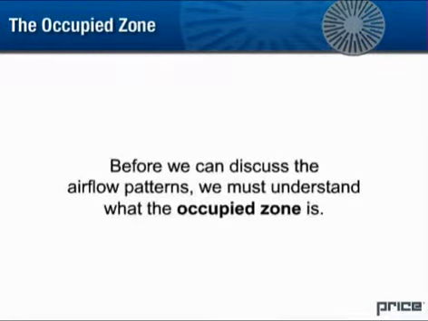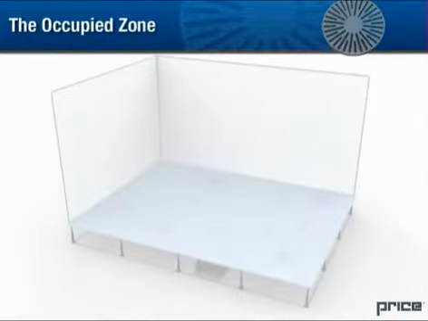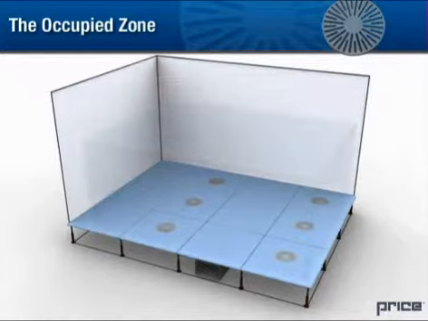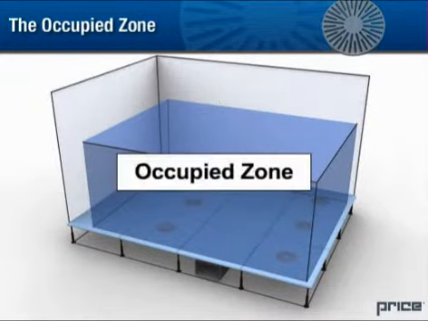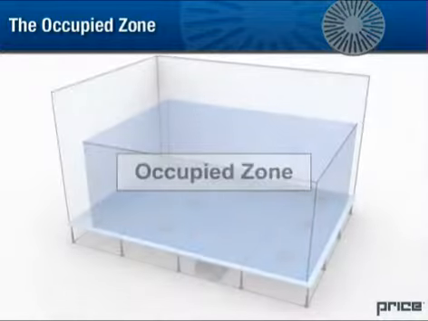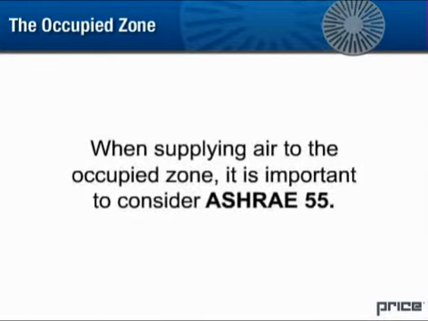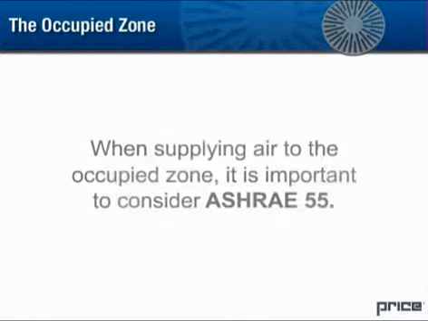Before we can discuss the airflow patterns, we must understand what the occupied zone is. The occupied zone is usually defined as the area within 6 feet of the floor and not within 1 foot of the boundaries of the space, walls, etc. As this is the area of occupancy, it is desirable to avoid excessive draft velocities and temperature differences within this space. When supplying air to the occupied zone, it's important to consider ASHRAE 55.